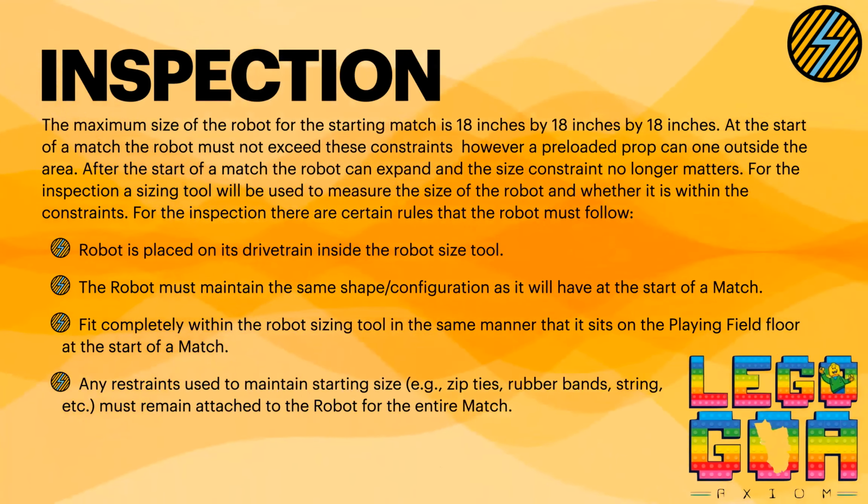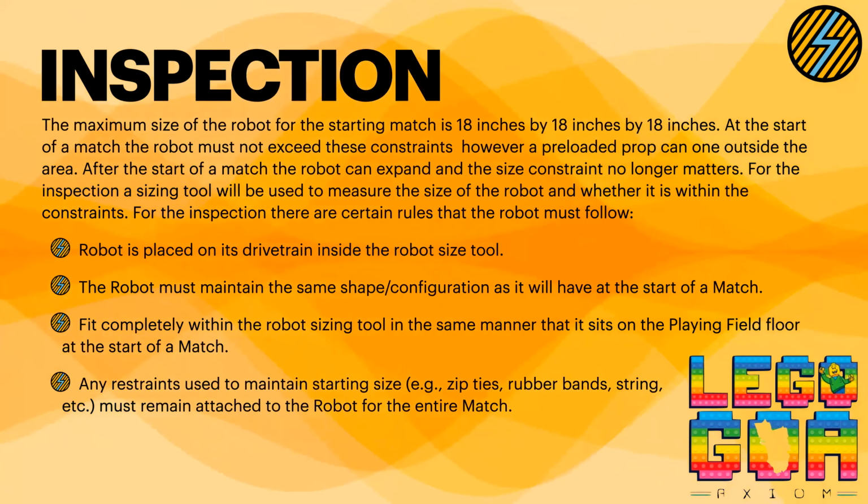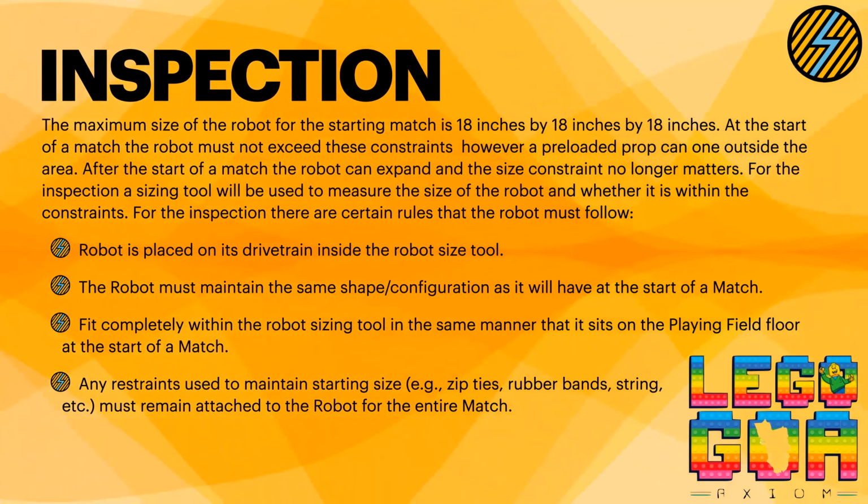The maximum size of the robot in the starting position should be 18 inches by 18 inches by 18 inches. 18 inches roughly translates to 46 centimeters. At the start of the match, it has to be in that area. But once the match has started, it can expand out of that. So an arm can expand out of this area. Even the preloaded prop is allowed to be outside. As long as your robot is inside, even if the preloaded phone is outside, it's fine. Preloaded is only one phone, right? Yeah, one phone preloaded.